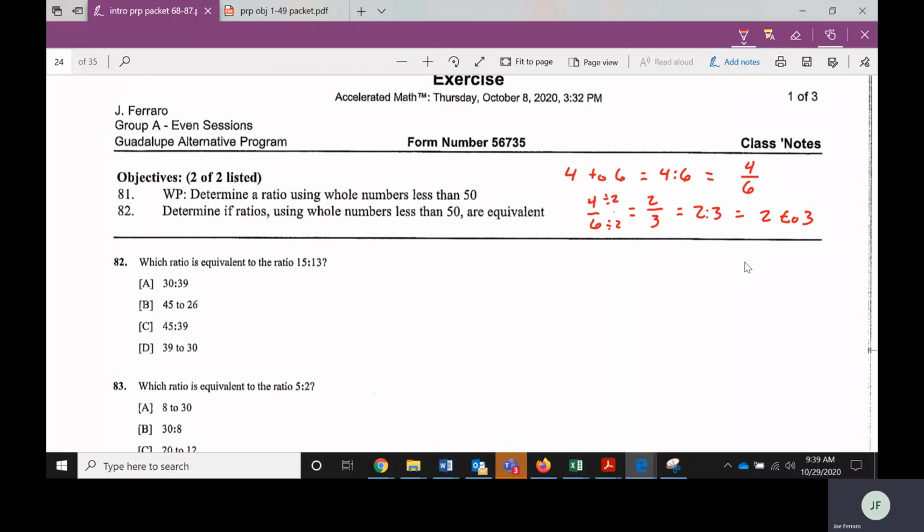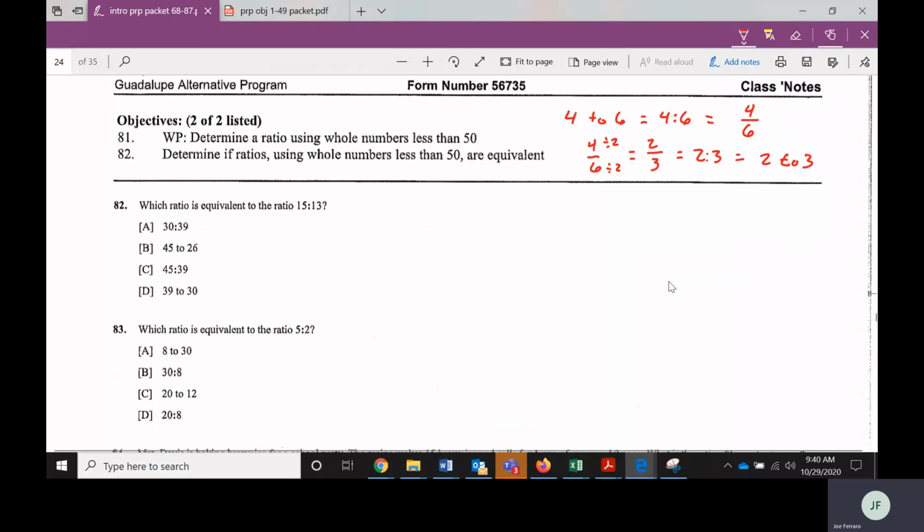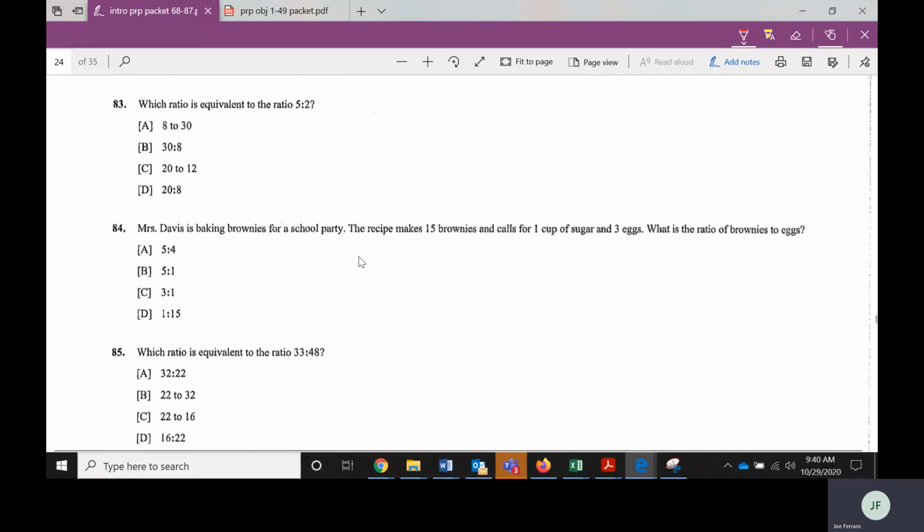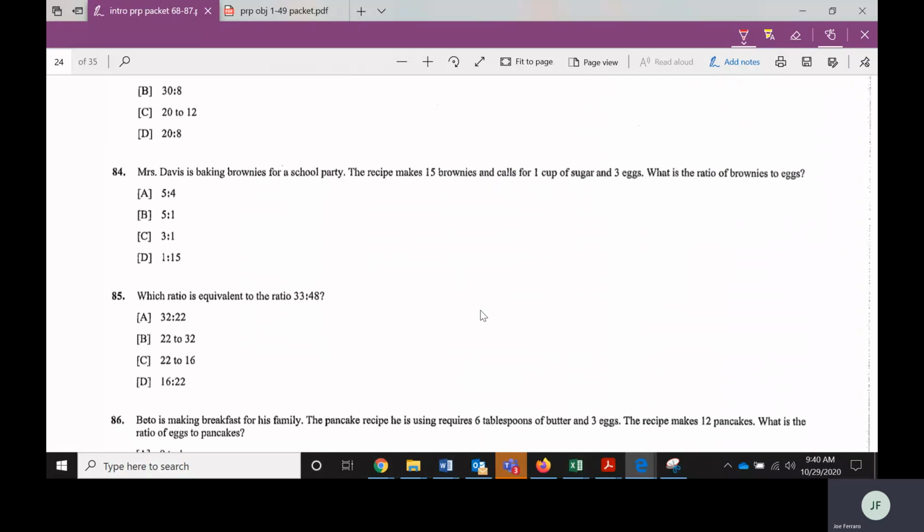Okay, so that's just a quick summary of ratios. Now we're not going to go in order. I think just 4 total problems today, and we're done. First type of problem we're going to look at is writing a ratio. So we're going to skip 82 and 83 to start out here, and we're going to look at 84 to begin with. It says they're baking brownies for a school party. The recipe makes 15 brownies and calls for 1 cup of sugar and 3 eggs. What is the ratio of brownies to eggs?